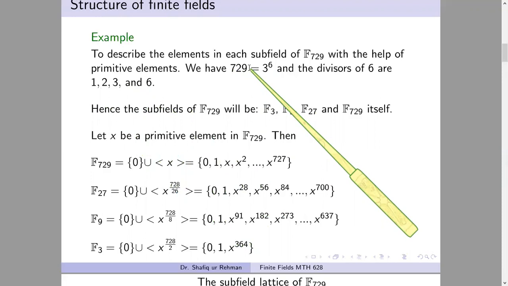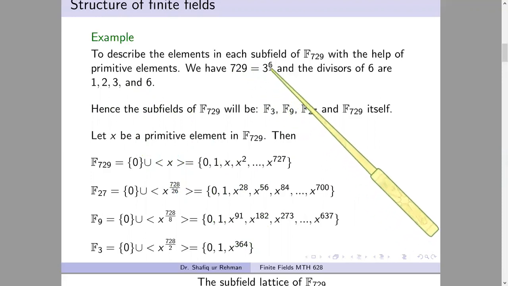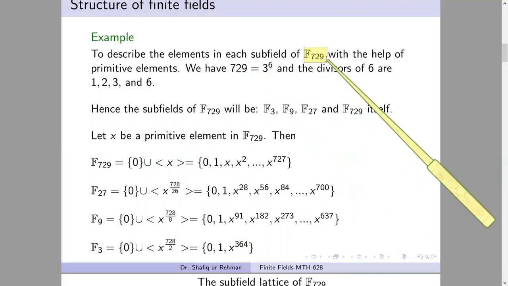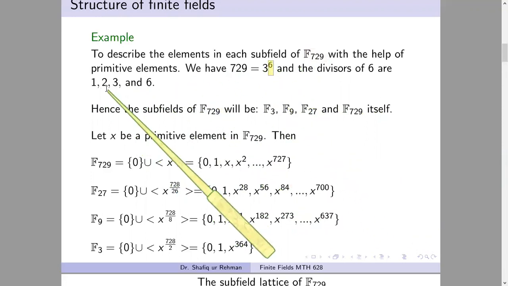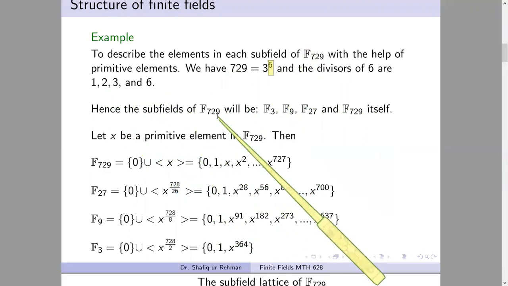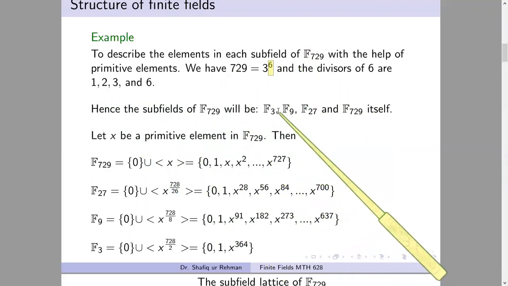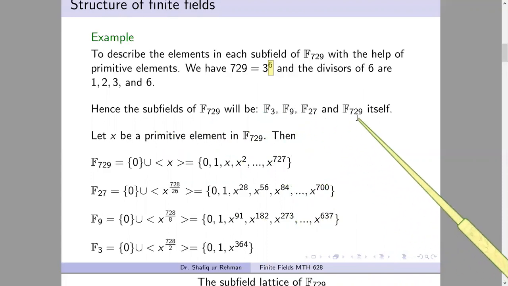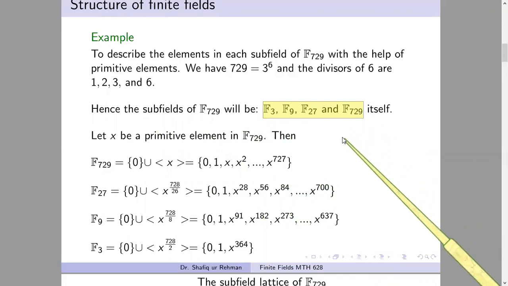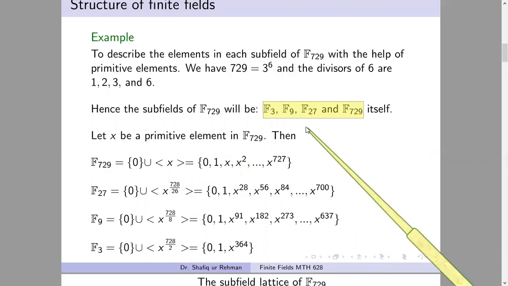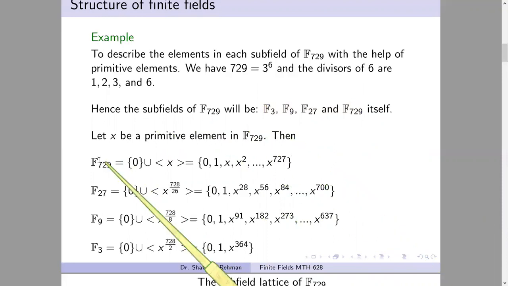729 can be written as 3 power 6, and we know that each subfield of F729 has order 3 power m, where m is a divisor of 6. So 6 has divisors 1, 2, 3, and 6, so its subfields will be F3, F of 3 power 2, F of 3 power 3, and F of 3 power 6. So we have these 4 subfields of this field. And now our task here is to determine the elements of these subfields. So we proceed as follows.